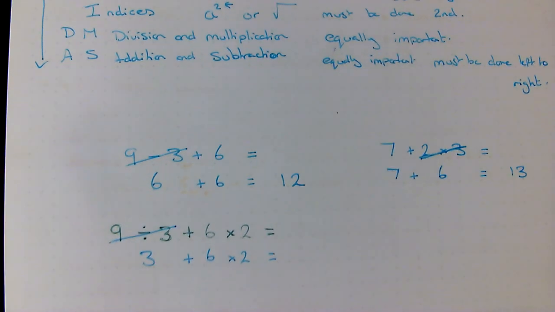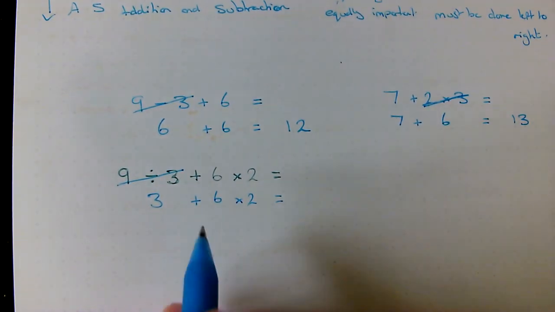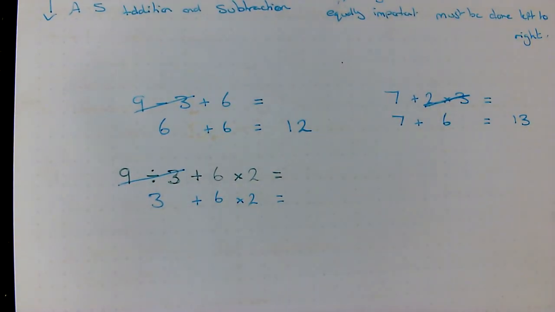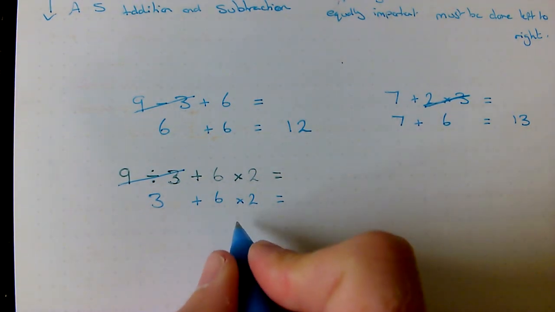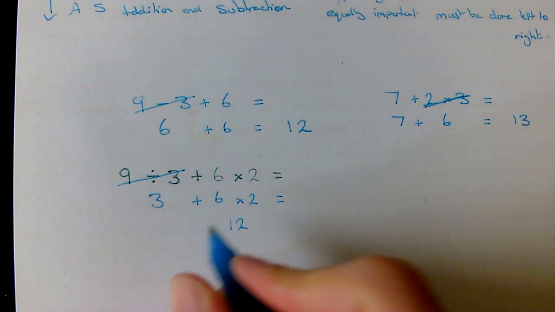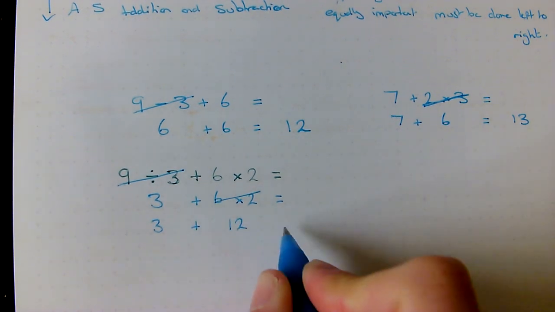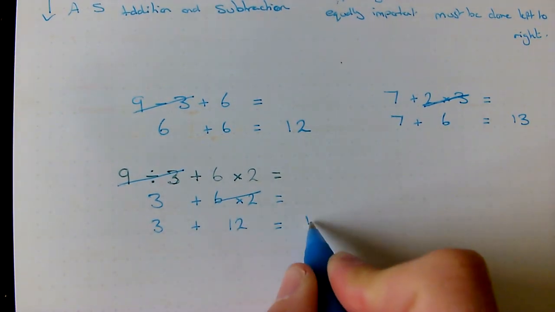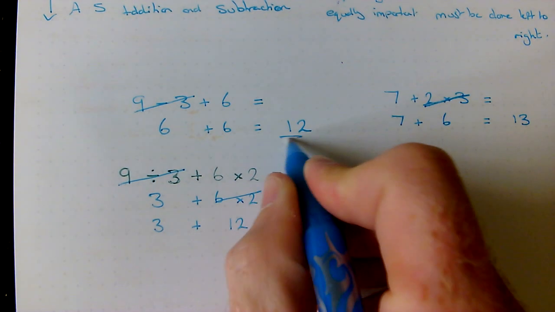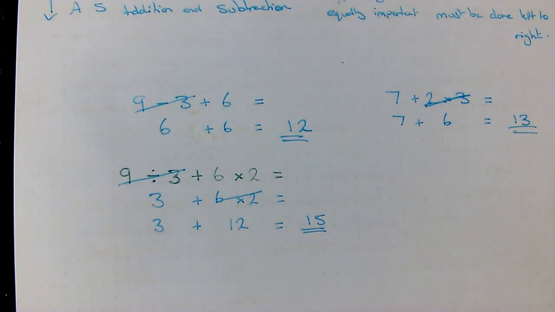Okay, now I've got a new calculation where I've got an add and a multiply. Well, that looks like what we had earlier. So the multiply happens first. 6 times 2 is 12. Cross it out. The 3 and the plus, they come down onto the new line. So my answer is 15.